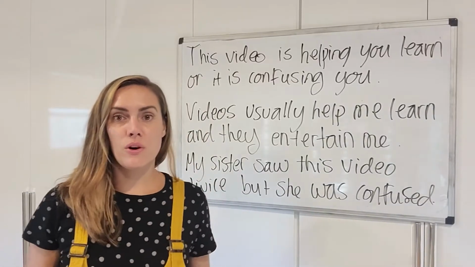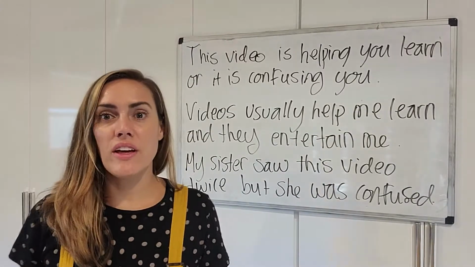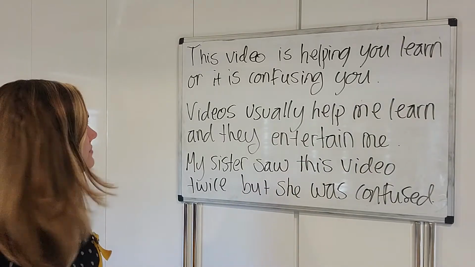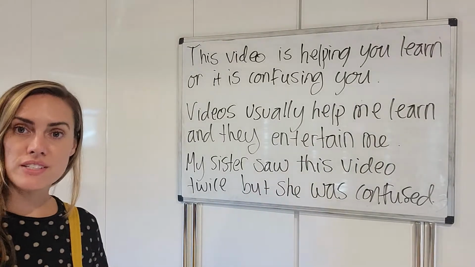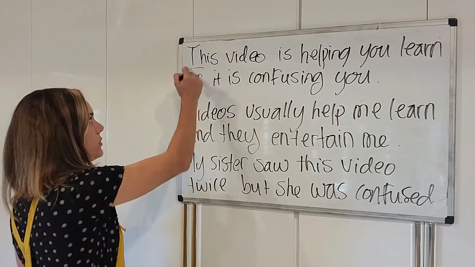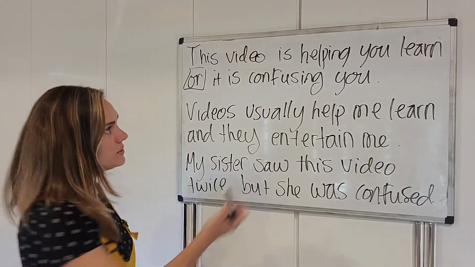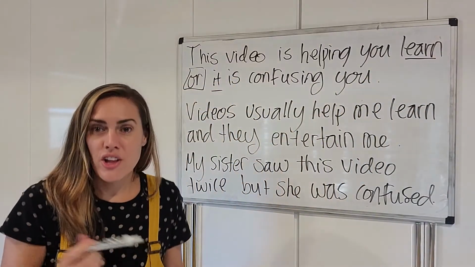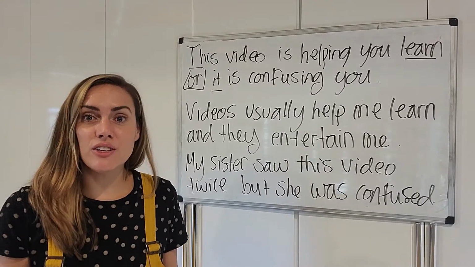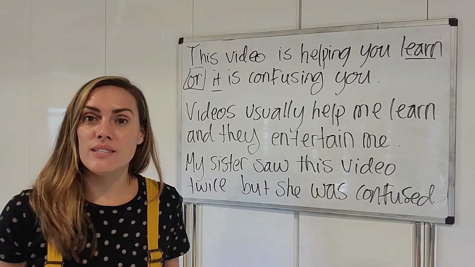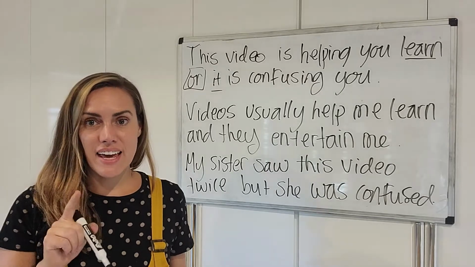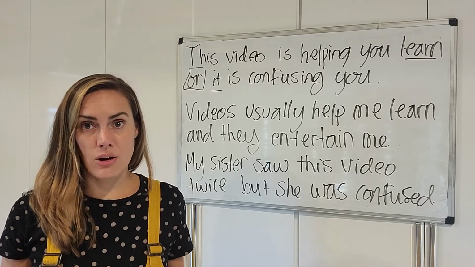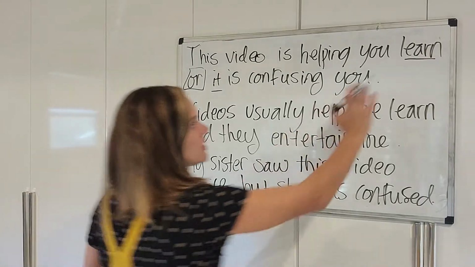Okay, now here's some more complex examples with sentences. This video is helping you learn or it is confusing you. So where's the connector? The connector is with the word or. Look on both sides. We have learn and it. Are those parallel? No, and they don't have to be. You're not looking for those words. You're looking at what is being connected. And in this case, it's not words. It's a sentence. Two complete sentences are being connected here. So let's look at those.